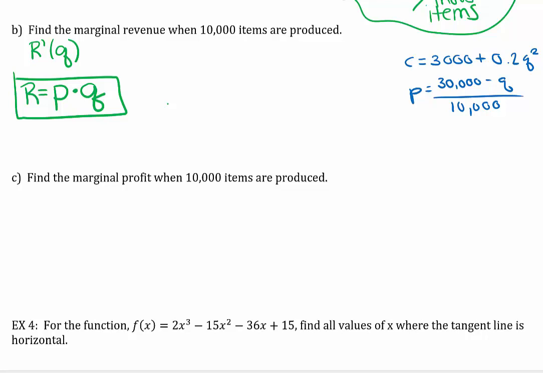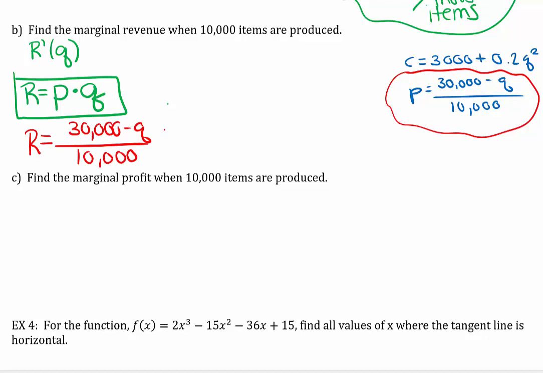And so in this problem, the demand function gave us the price per item. I copied it down over to the side. And so if I want to write a revenue function, I'm going to take that demand function and multiply that by Q. Now I'm actually going to do the multiplication and the division so that I can find the derivative using my sum and difference rules.